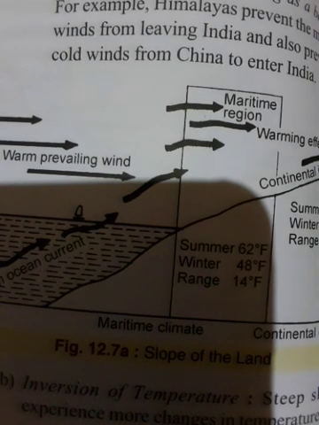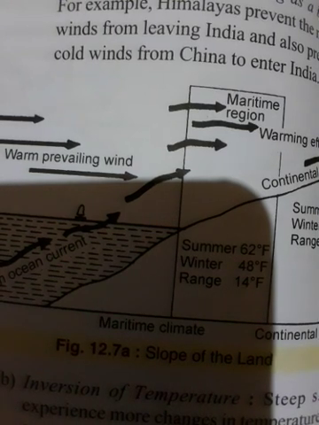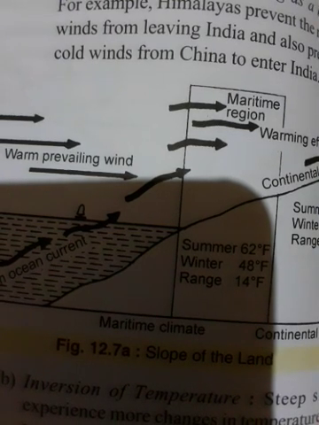Nature of soil. The more water the soil can retain, the less rapidly it heats and cools. Dark colored soil absorbs more heat than light colored soil. This gives rise to differences in temperature.